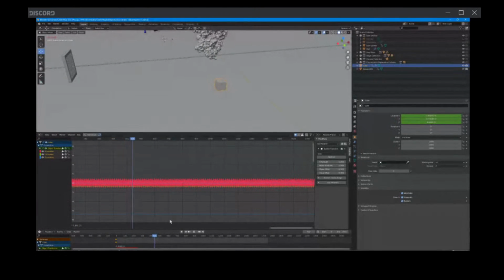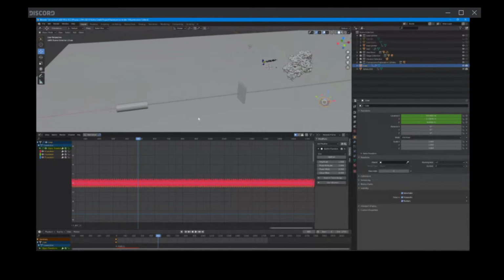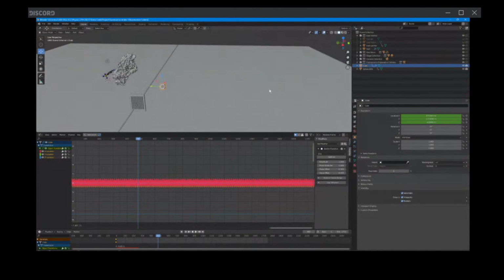But yeah, that's how I did the sine wave laser. At first I just showed a simplified version of it, which is just a straight beam, which is not actually how the laser behaves, but it's just to get the concept across.